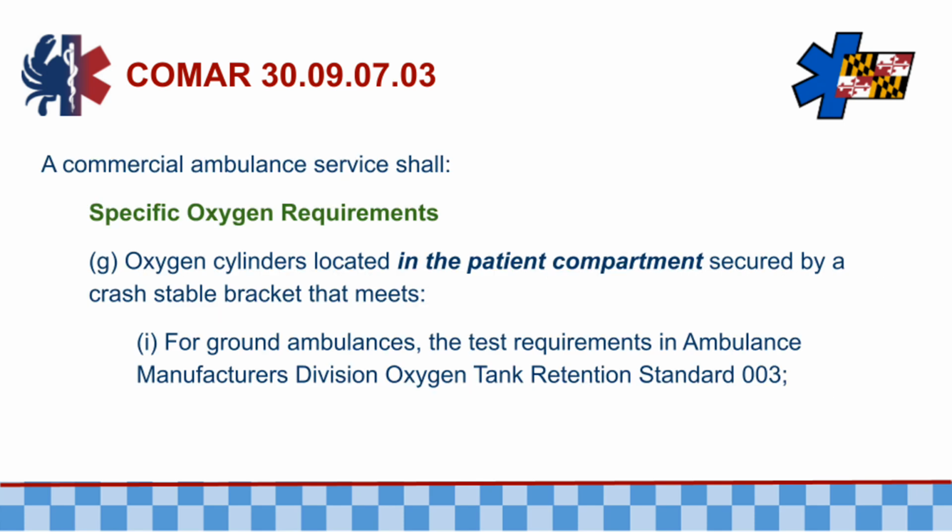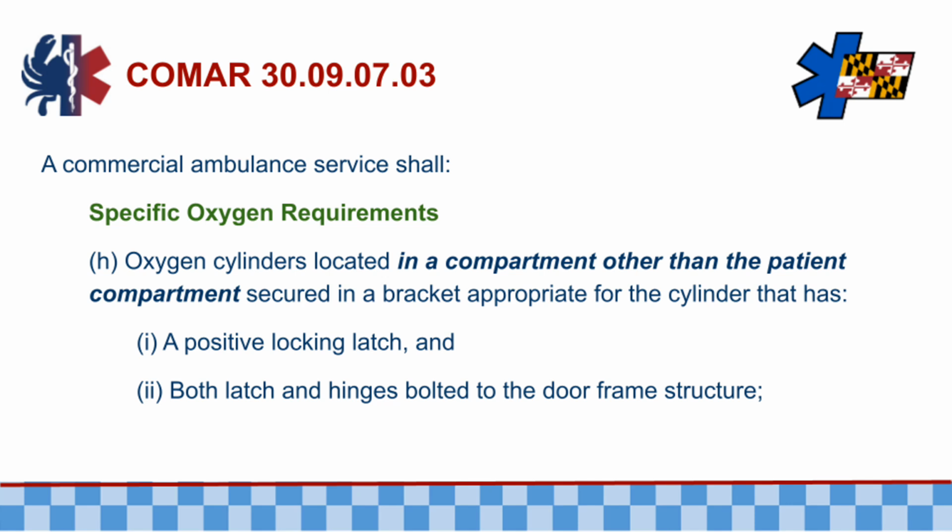All oxygen cylinders located in the patient compartment must be secured with a crash-stable bracket that meets American Manufacturers Division Oxygen Tank Retention Standard 003. Any oxygen cylinders located in a compartment other than the patient compartment must be secured in a bracket that is appropriate for the cylinder size, and the compartment must have a positive locking latch, with both the latch and hinge securely bolted to the door frame structure.